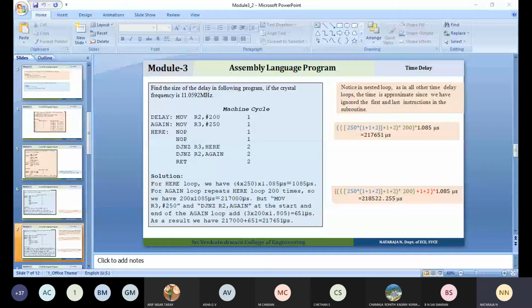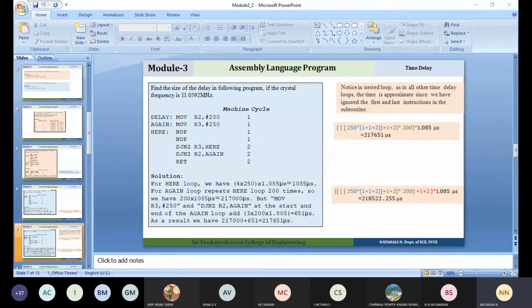See here, we have a loop inside a loop. First, it is a delay program. Move R2 comma hash 200, so R2 count will be 200. Then move R3 comma hash 250. No operation, no operation, decrement jump if not equal to 0, which means 250 times it will rotate. After it reaches 0, again no operation, no operation. Then it will come for R2.